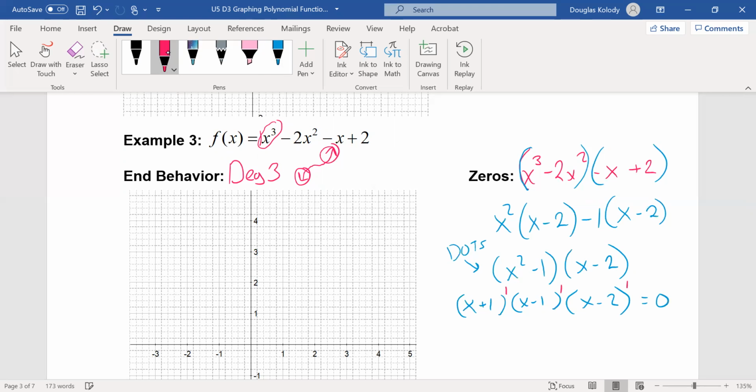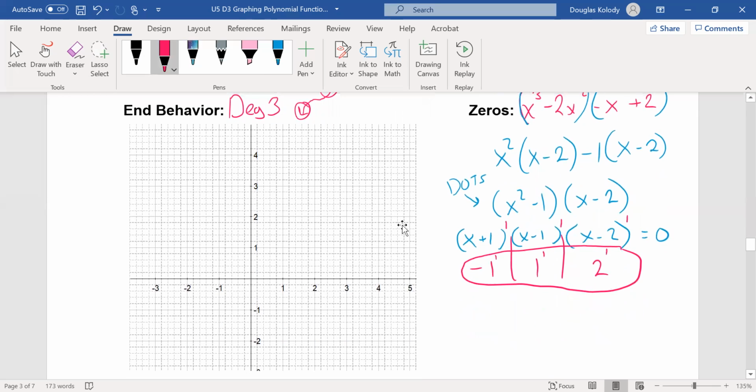1, 1, and 1. So if I draw my stick here, I'm going to get negative 1, positive 1, and positive 2. But I could just skip that, just put the exponents by them right there, and there they are. There are my 3 roots with exponents attached. They're all odd, so I'm going to go straight through each. So that's what I'm going to do here. I'm going to put an x value right there at negative 1, at positive 1, and positive 2.